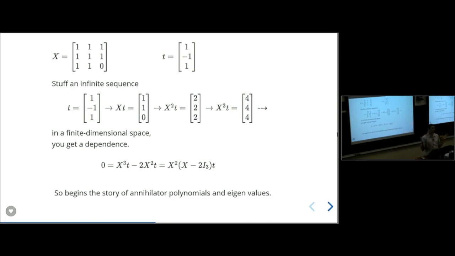But the dynamics are bounded, because after all, we have some finite dimensional vector space, in this case 3. And you're hitting it with this matrix over and over and over. You're going to get an infinite sequence in a finite dimensional space. There will be a linear relation. Pretty quickly, in fact. And if you write down what that linear relation is, then you'll realize that you're actually hiding a polynomial. And that polynomial is trying to annihilate your matrix, or your vector. And that begins the whole story.